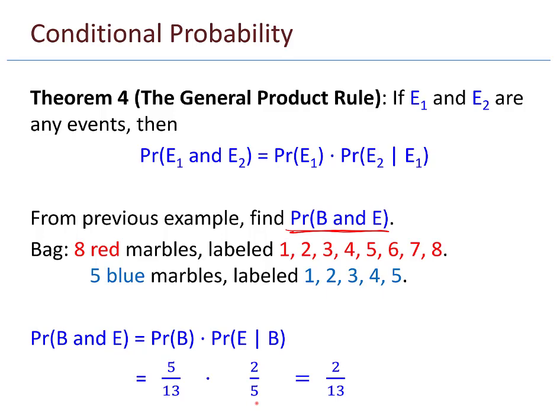Now, this is a simple enough problem that you probably could have figured out this 2/13 right from the beginning, because there really are only 2 marbles altogether that are even and blue, right? The 2 and the 4. So we could have done this based on our old ideas of just looking at how many events are satisfied out of the total sample space. But this technique is more powerful and will be useful in many more situations, being able to use the general product rule.